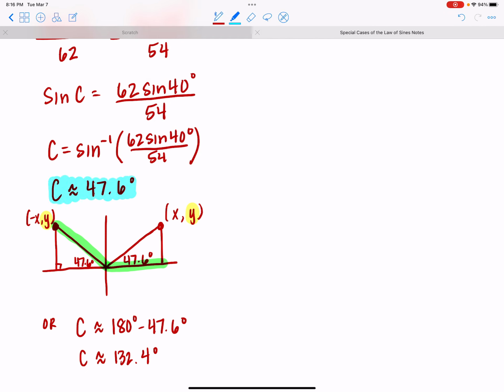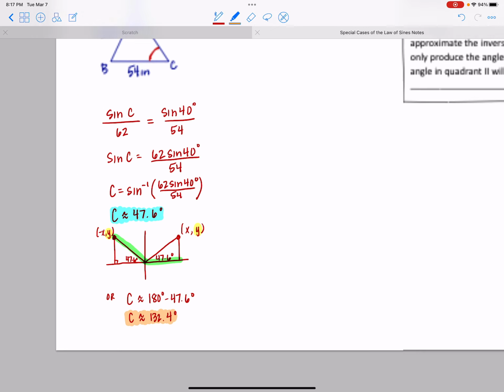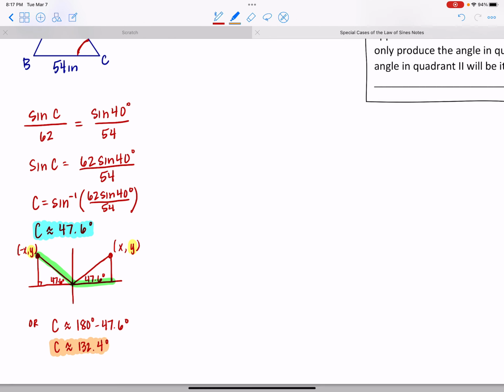So I will solve the rest of the triangle saying that C is 47.6 degrees. And then I'm going to call this one case 2. Case 2 is going to be, well, C is not in quadrant 1. It's not 47.6 degrees. It's not the acute version of our oblique triangle. It's 132.4 degrees. It's the obtuse version of our oblique triangle. So let's do case 1.